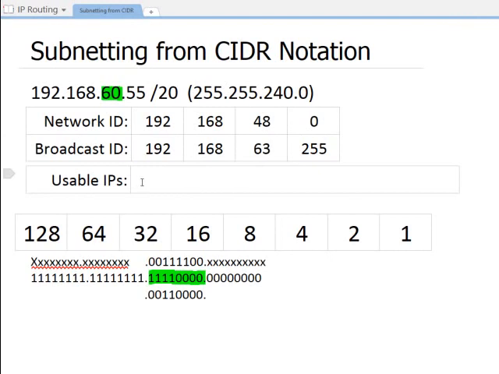Now for the actual range I can use, it's very easy at this point. So 192.168.48.1, I can't assign a computer a .0 address, through 192.168.63.254, because I can't assign a computer a .255 address. This is my answer. This is how I came about it. Hopefully this is starting to make sense. Let's look at another example or two so we can make sure we wrap our heads around this properly.